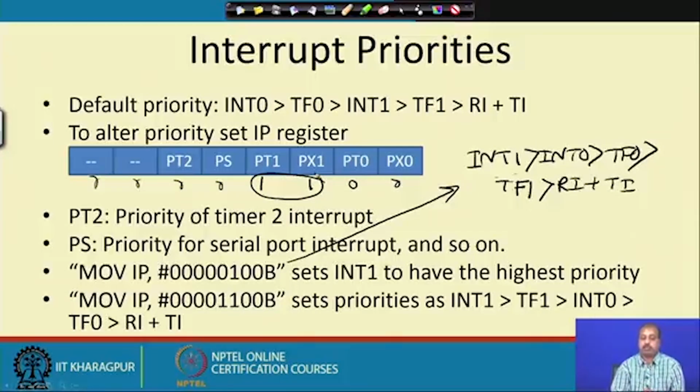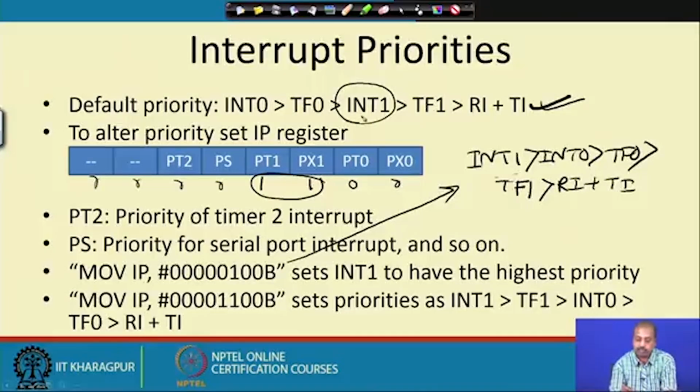So, this timer 1 and this external interrupt 1 will assume the highest priority, followed by the others, and within these two, the priority will be decided by the default priority order. If you consult this relation, you see that INT was between INT1 and timer 1. So, INT1 has got the higher priority.